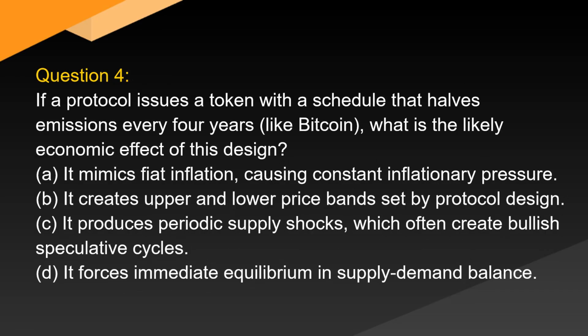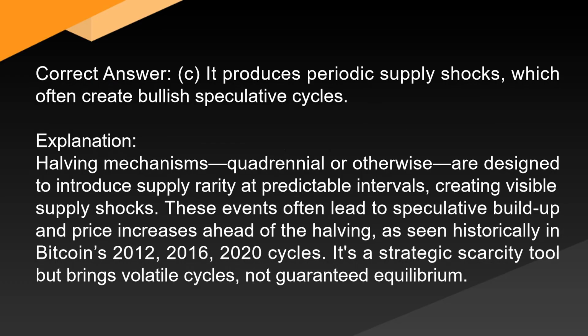Question 4. If a protocol issues a token with a schedule that halves emissions every 4 years, like Bitcoin, what is the likely economic effect of this design? A. It mimics fiat inflation, causing constant inflationary pressure. B. It creates upper and lower price bands set by protocol design. C. It produces periodic supply shocks, which often create bullish speculative cycles. D. It forces immediate equilibrium in supply-demand balance. Correct answer. C. It produces periodic supply shocks, which often create bullish speculative cycles.